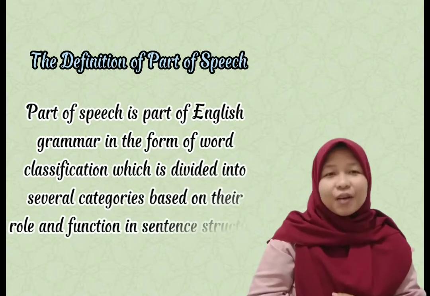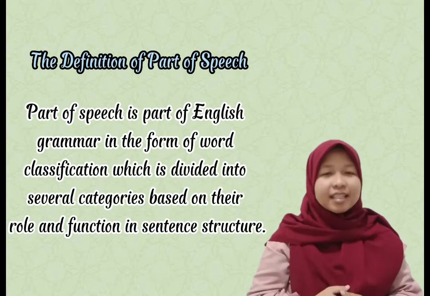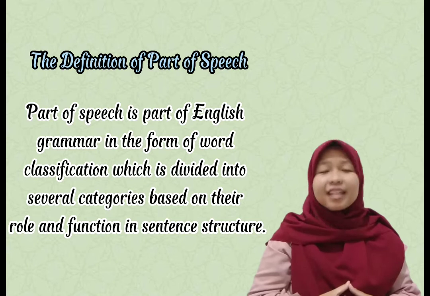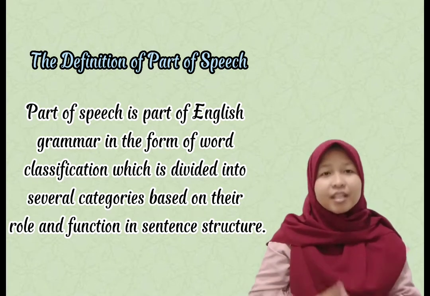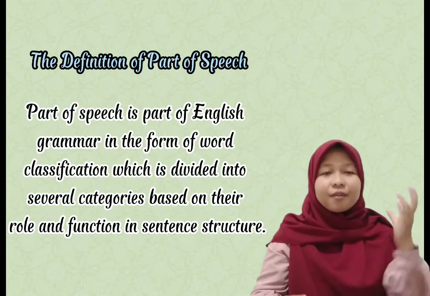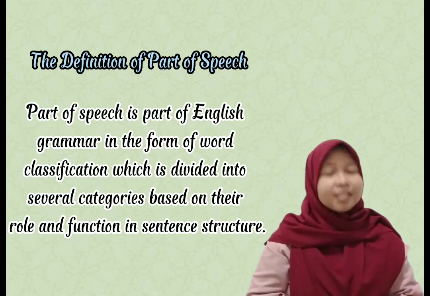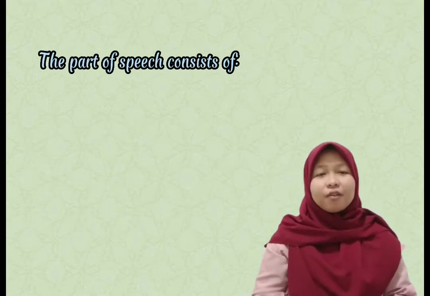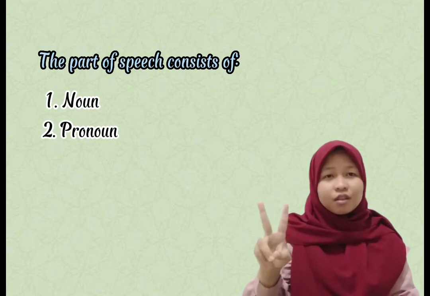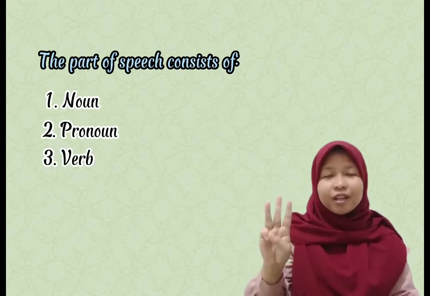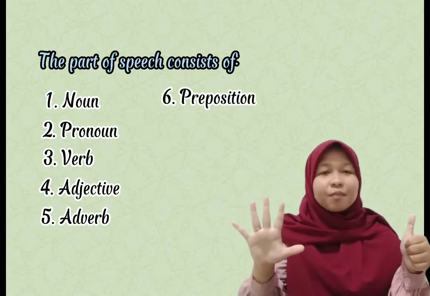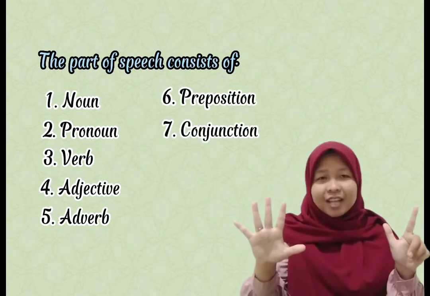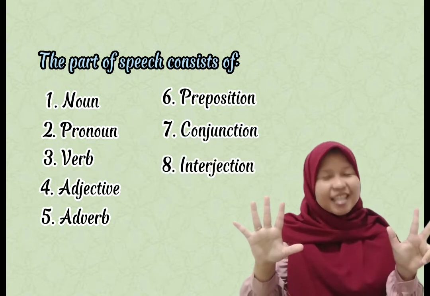Okay, part of speech is part of English grammar in the form of word classification, which is divided into several categories based on their role and function in sentence structure. The part of speech consists of 1. Noun, 2. Pronoun, 3. Verb, 4. Adjective, 5. Adverb, 6. Preposition, 7. Conjunction, and the last is interjection.